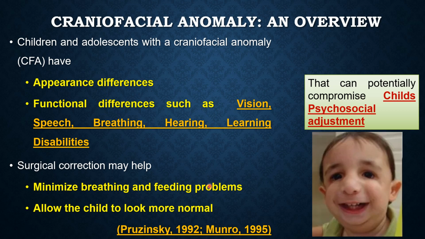Okay, so surgical correction is the treatment, and surgical correction will help minimize breathing and feeding problems and other functional differences, and it also allows the child to cosmetically look more normal. So, surgical correction is one of the treatments which helps in correcting the appearance differences as well as functional differences.